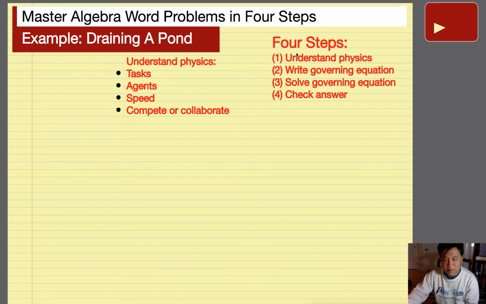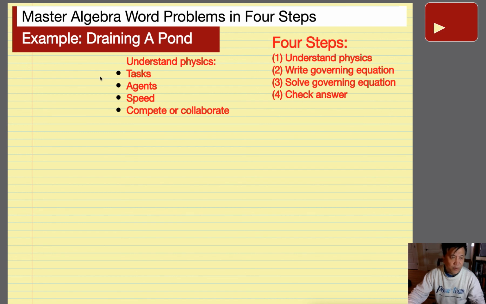The four major steps for successfully solving a word problem are: number one, you must understand the physics. Number two, you write the governing equation. Typically it's a single equation. Number three, you have to use all your skills to solve this governing equation. Number four, try to check the answer.